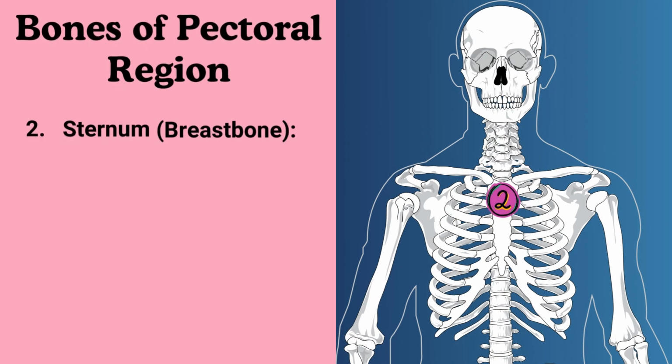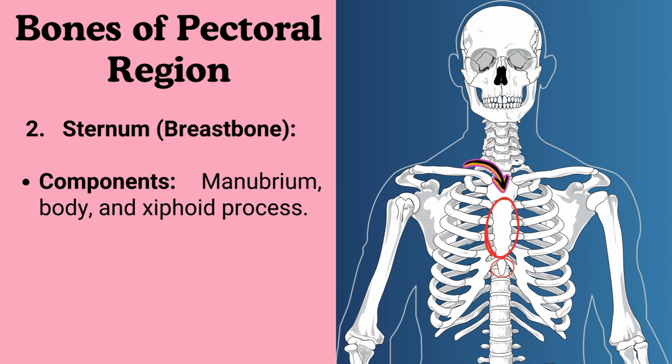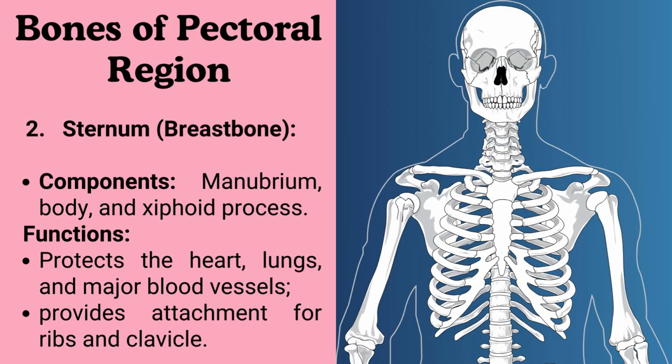Sternum, also known as the breastbone. Components of sternum: it consists of manubrium, body, and xiphoid process. Functions: it protects the heart, lungs, and major blood vessels. It provides attachment for ribs and clavicle.